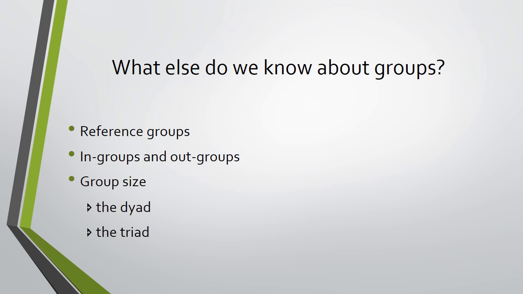A dyad is George Simmel's term for a social group with 2 members. Social interaction in a dyad is typically intense, and dyads are typically less stable than larger groups. A triad is a social group with 3 members. Triads are more stable than dyads because one person can act as a mediator.